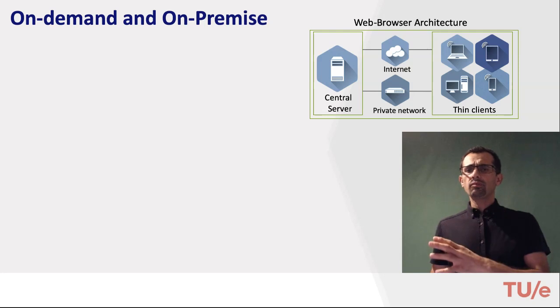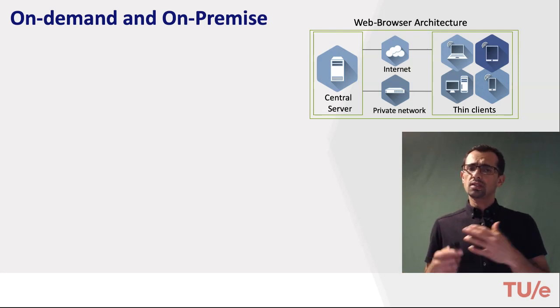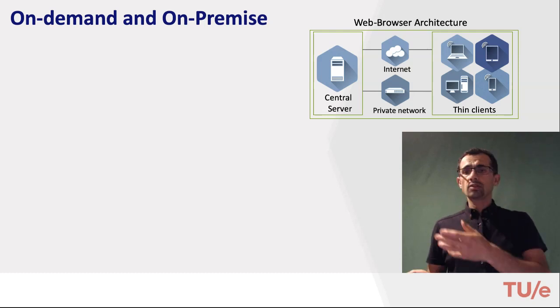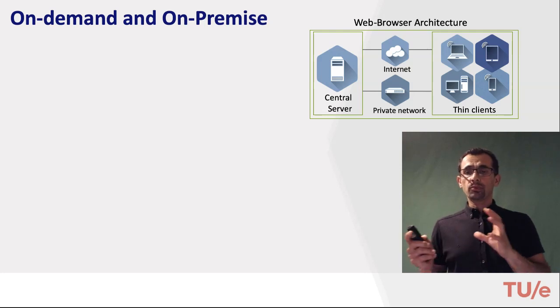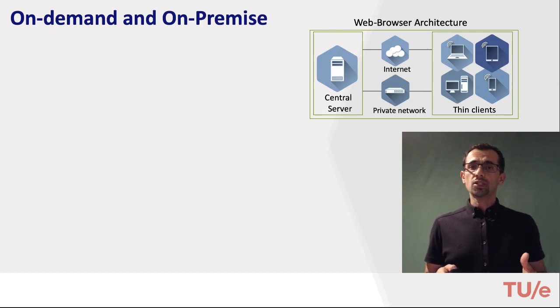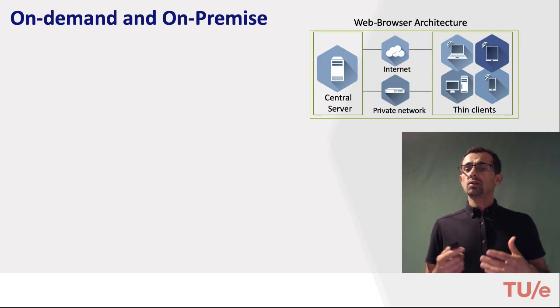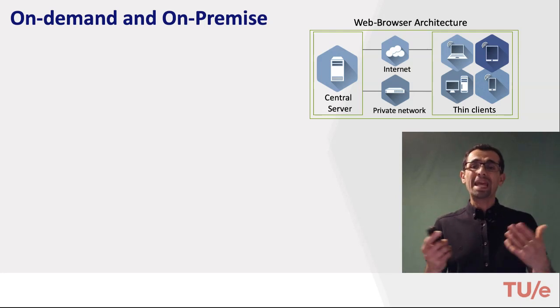Now, remember the web browser architecture that we discussed in one of the previous videos. You have the central server and thin clients that connect to it to access the system through internet and/or private network. Now, the provisioning of enterprise information systems relates mainly to the physical location of the central server and thus who takes care of it, who takes care of the central server, who maintains it.